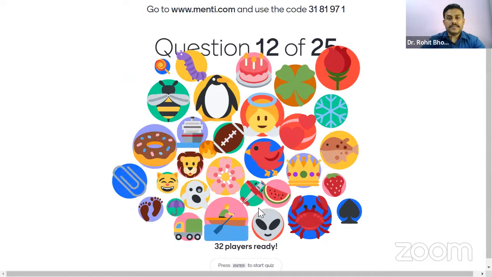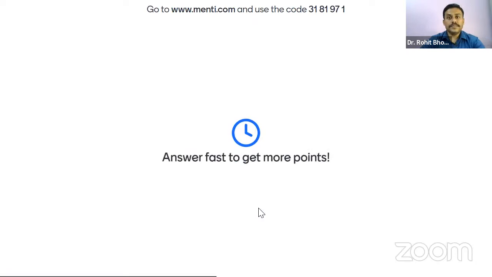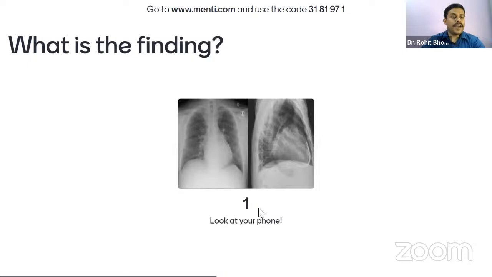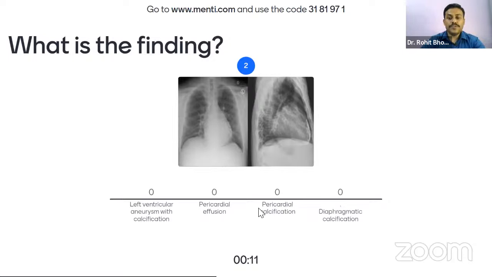Question number 12. What is the finding in the X-ray? Left ventricular aneurysm, pericardial effusion, pericardial calcification, diaphragmatic calcification. So many right answer, pericardial calcification.